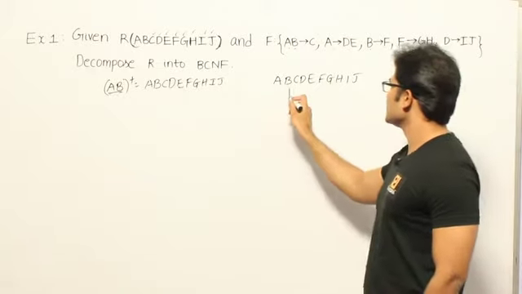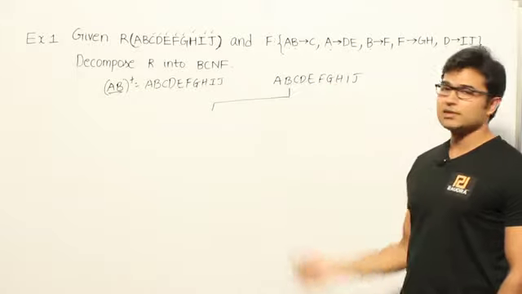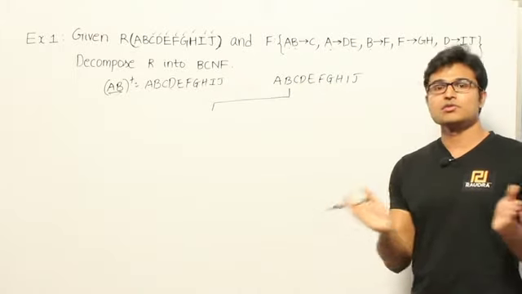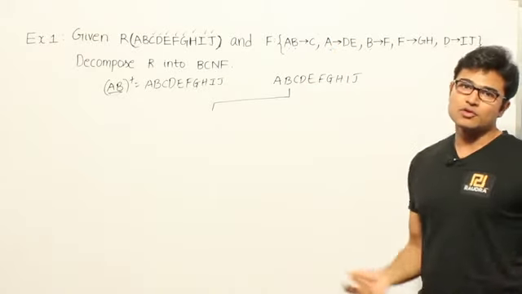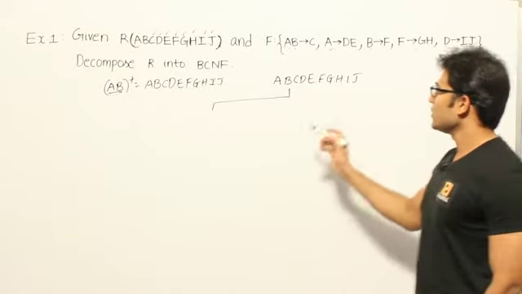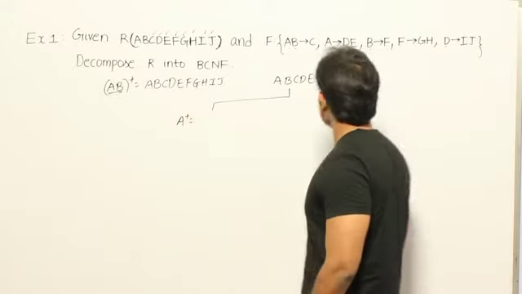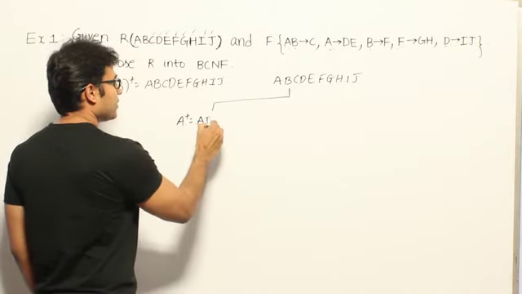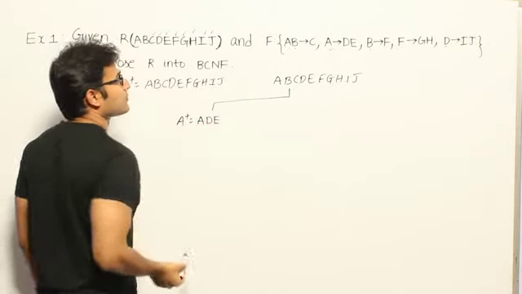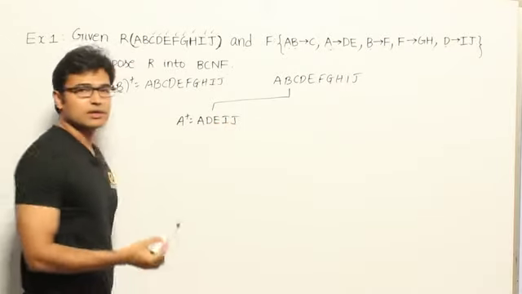So now if you see this, since A is not a super key on this, I am supposed to break it into smaller tables in such a way that for the smaller table A is going to be a super key. So find out A plus for that. If I find out A plus, I am going to get A, D, E, isn't it? And because of D I am going to get I, J, right?